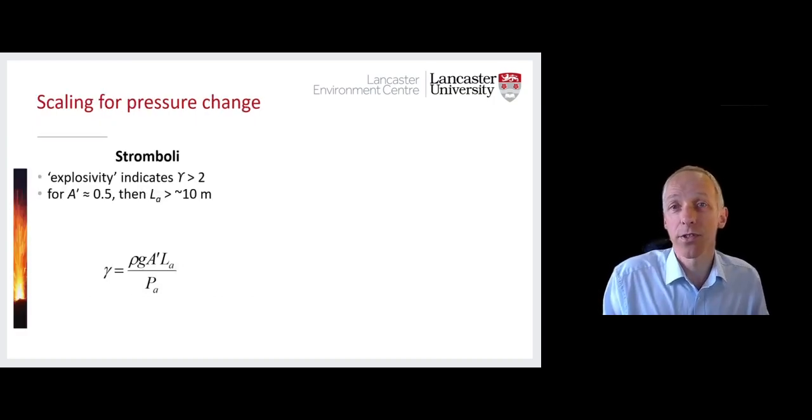So let's look at gamma for the two systems, prototype and the model. First of all, Stromboli. Because we observe energetic gas bursts in the field, we can see and infer that gamma exceeds 2. So from the equation for gamma, we can then estimate that the expected length of a slug at atmospheric pressure is likely to exceed 10 meters.